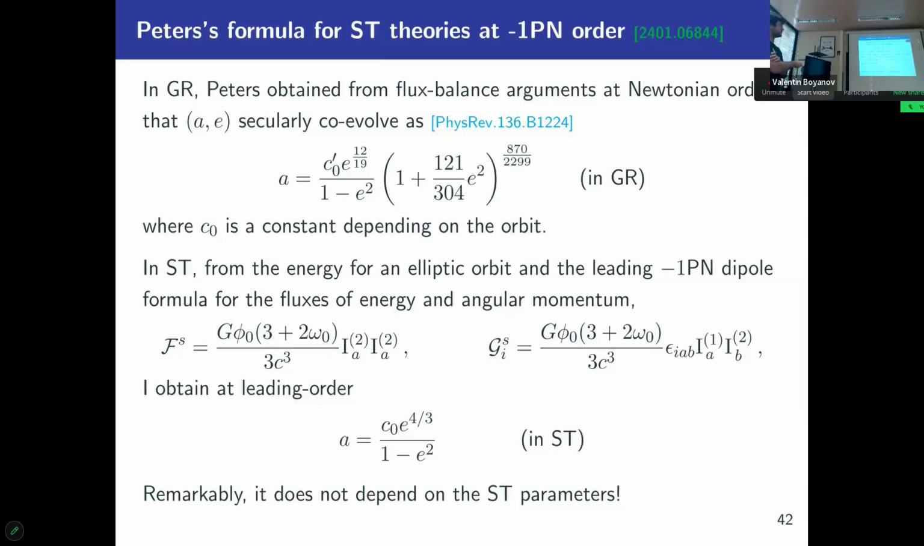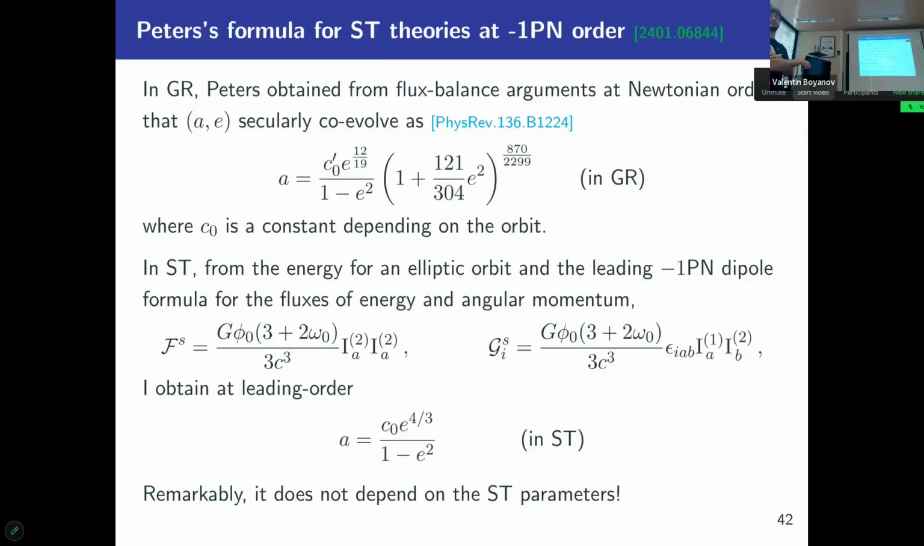And I found that in scalar tensor theory, you can do the same thing, but use it with a -1 PN dipole radiation instead. So these are your dipolar fluxes here in terms of the source moments. And in scalar tensor theory, I get a relation which is like this. So you can see this relation is much, much easier than this one. And this will be useful because we can use these relations later on to perform integrals.